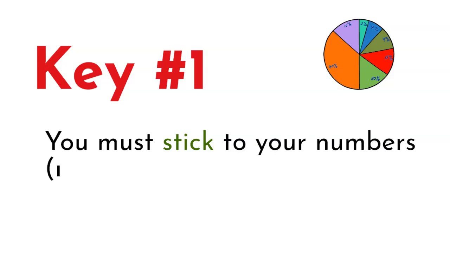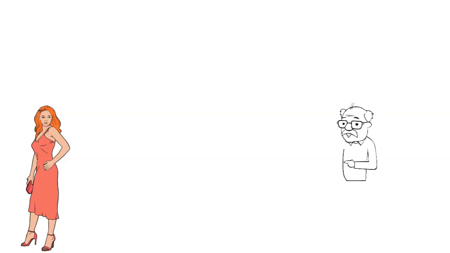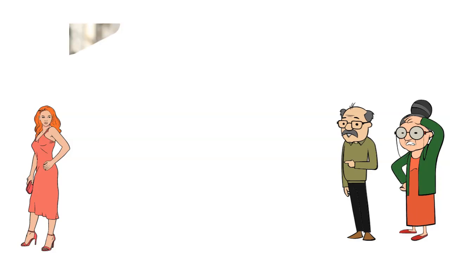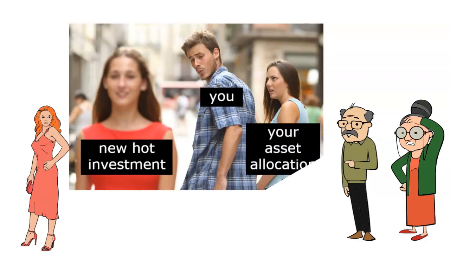Before you determine your asset allocation, you have to remember one thing. You must stick to your numbers in good and bad times. Just like how you don't change your spouse when you see a hotter and younger guy or gal, you don't change your numbers just because there's a new hot investment in town. If you do, you will get killed either by your ex or by your new asset.